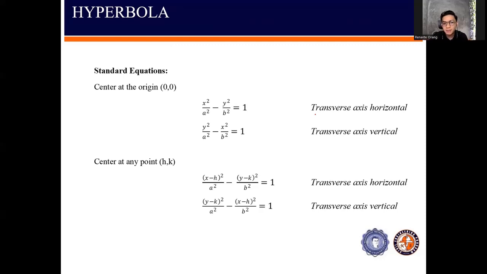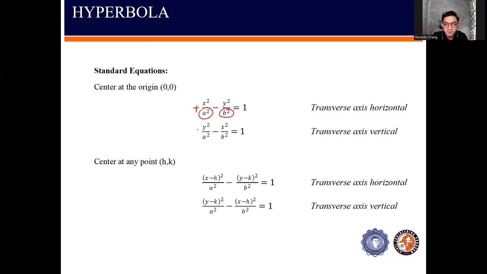Ang titingnan mo lang, pag ellipse kasi dapat naka-positive silang dalawa. And take note sa ellipse, kung sino yung mas malaki yung ating denominator, siya si a squared. Pero dito kay hyperbola, kung sino yung positive yung sign, siya si a squared. So yung negative, siya si b squared. Sir, may instances ba na positive silang dalawa? Wala po. Kasi pag positive silang dalawa, that is called as ellipse.